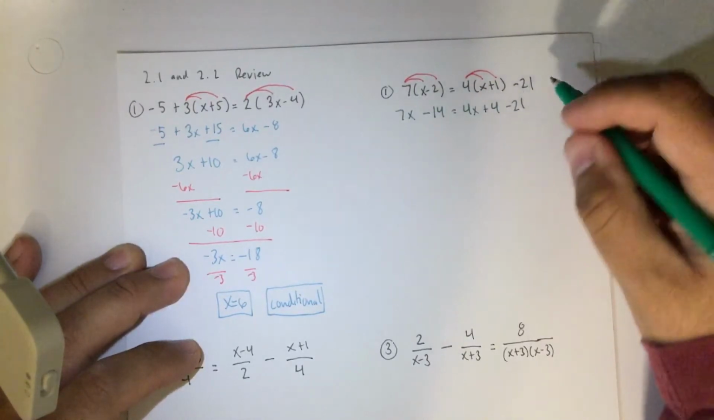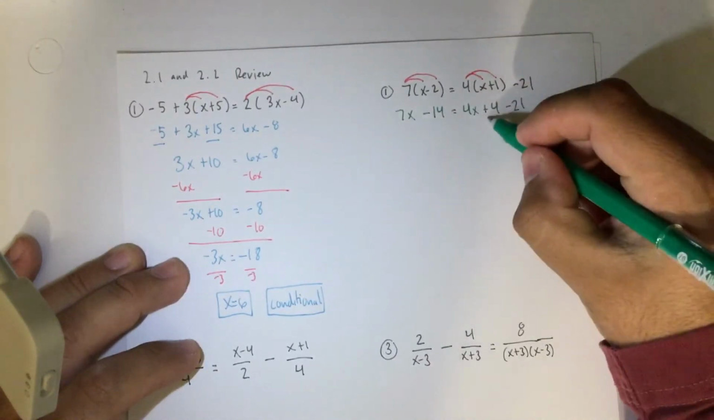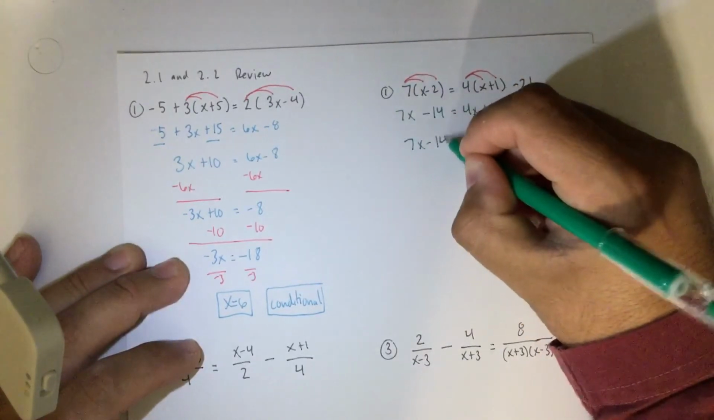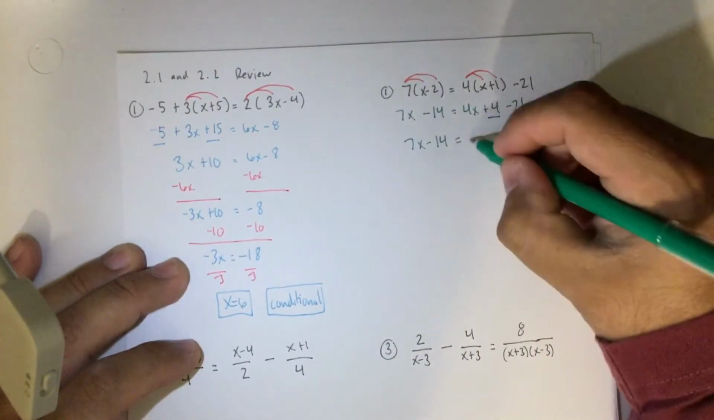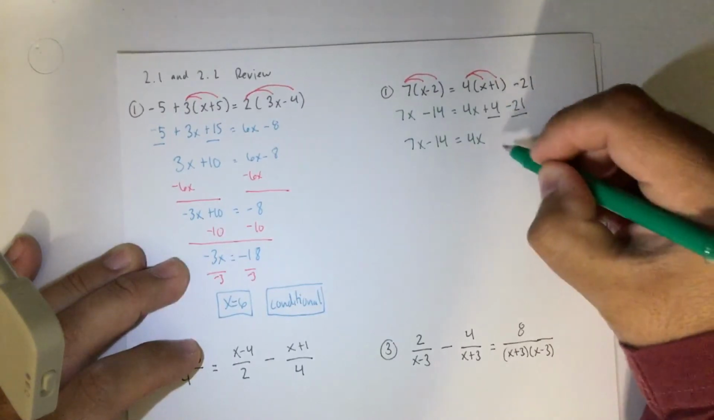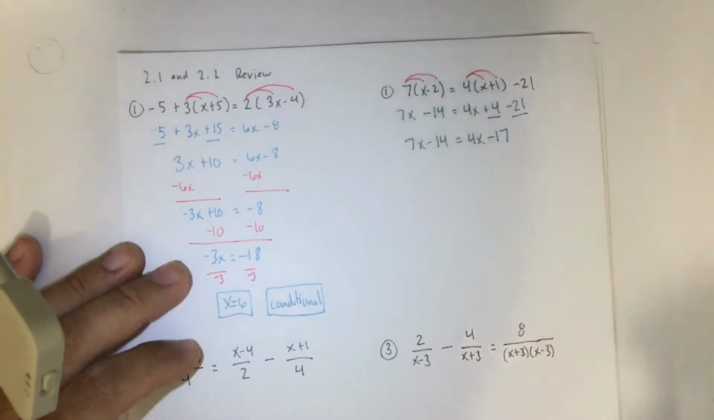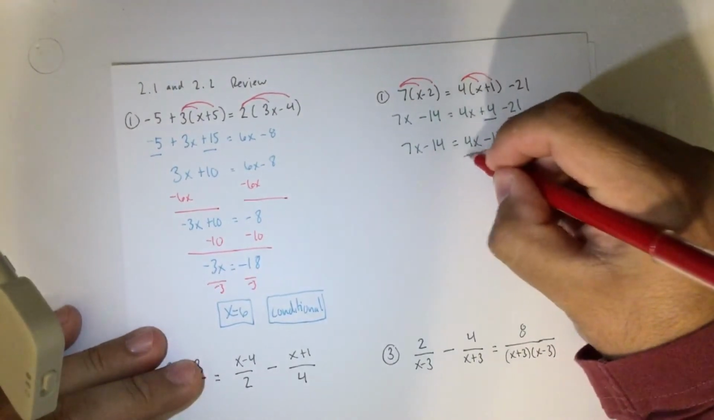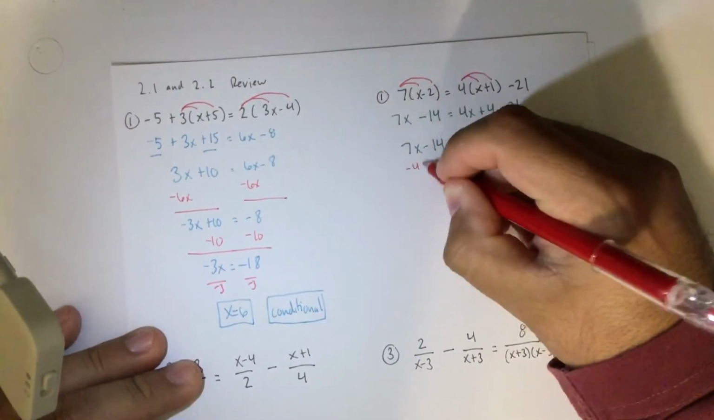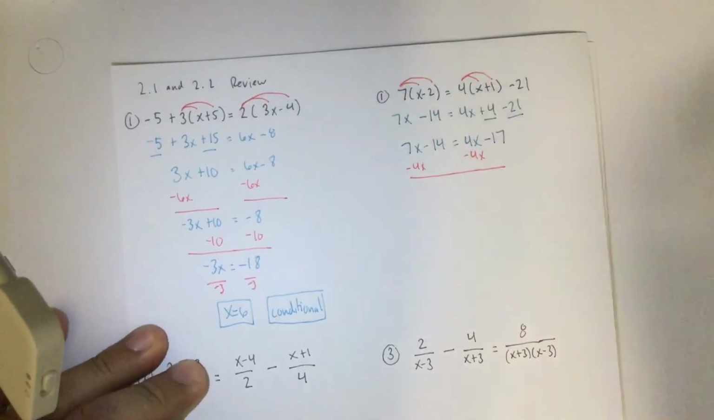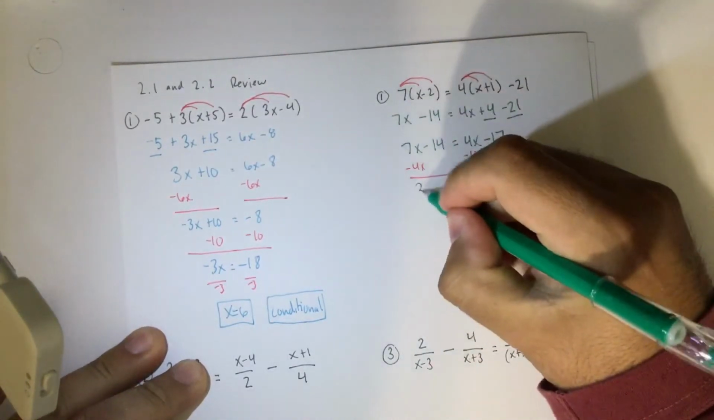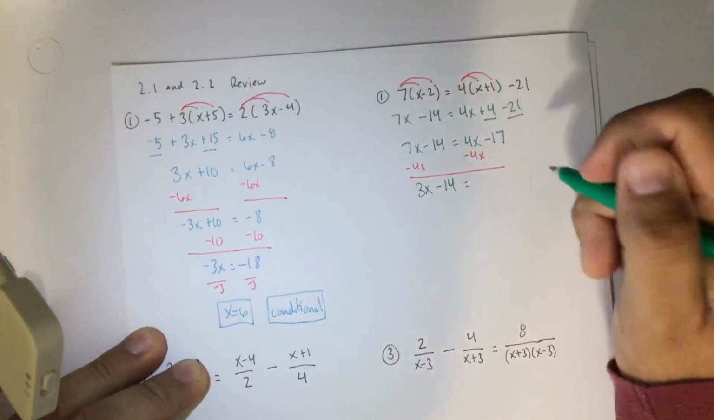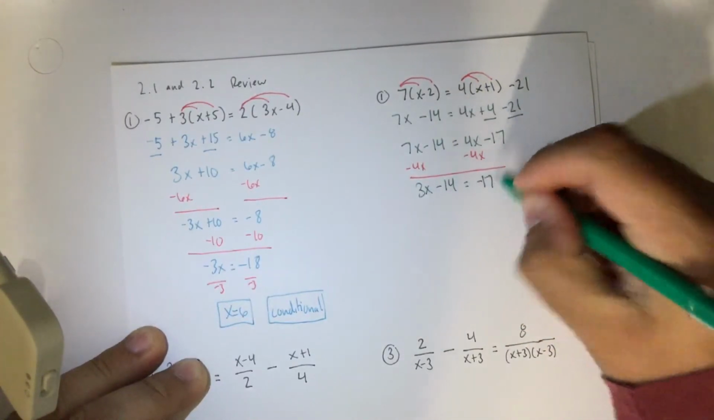minus 21. Again, we look to see if we can combine like terms, and we see we can combine 4 and negative 21. So on the left side, we're just going to bring down 7x minus 14. We also bring down the 4x, and then 4 minus 21 is going to be negative 17. All right, so I'm going to go ahead and move my variables to the left. So I'm going to subtract 4x from both sides. And 7x minus 4x is 3x. We bring down the minus 14 is equal to 4x minus 4x is 0. Bring down my minus 17.